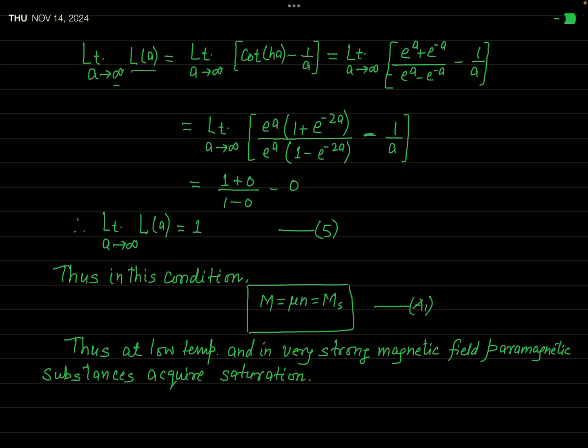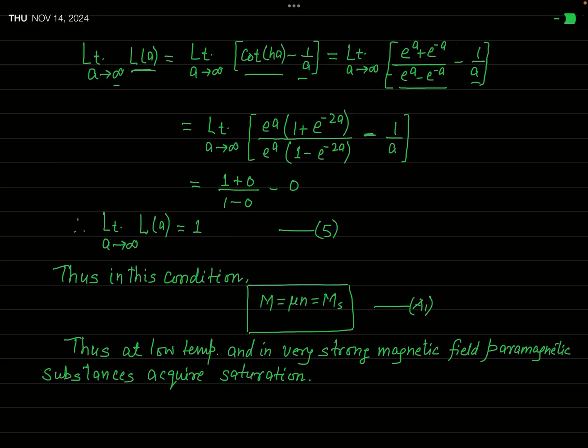You can see this will be the limit A tends to infinity, and you know the expression for the Langevin function is coth A minus 1 over A. But coth A, you know, will be e to the power A plus e to the power minus A divided by e to the power A minus e to the power minus A. This is the expression for coth A, and 1 over A is as it is.